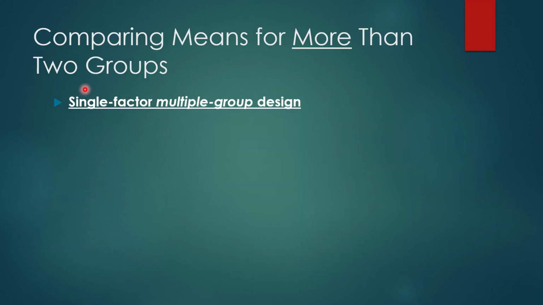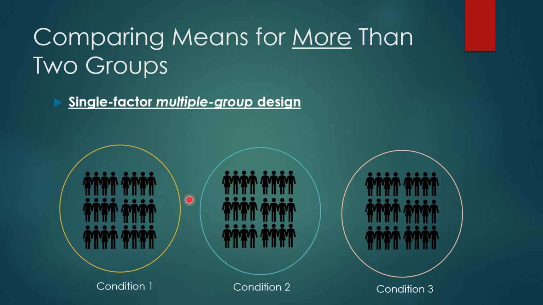All right, moving up in complexity, we now have a single factor multiple group design. So this means we have more than 2 groups. So here we have 3 conditions, more than 2. It could be 4, it could be 5. Sometimes they can be very complex. And we still want to compare those means and standard deviations. Now, sure, we could do a t-test between condition 1 and condition 2 means, another t-test between 2 and 3 means, and then another one between condition 3 and condition 1. Then we've compared everything, right?